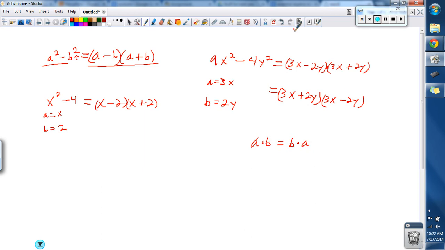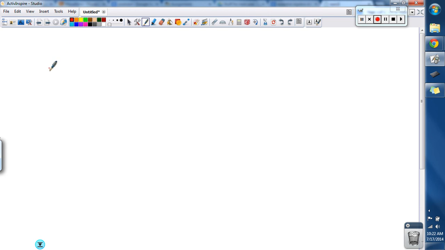Okay, so let's look at another important factoring technique. Remember, you can pause this video at any time if you want. This is called a perfect square factor. So if I ever have something that looks like a squared plus 2 times a times b plus b squared, that can always be factored into a plus b squared.